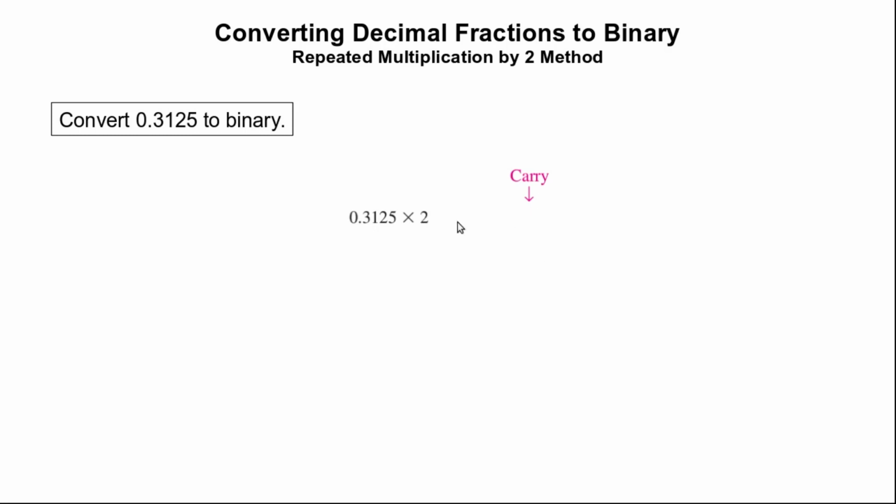So what do we mean by carry? So let's first multiply 0.3125 by 2. This would result in the number 0.625. Now the carry means the digit that is in front of the decimal point. So in this case, it is 0. In front of the decimal point, I have 0. So your carry will be 0.